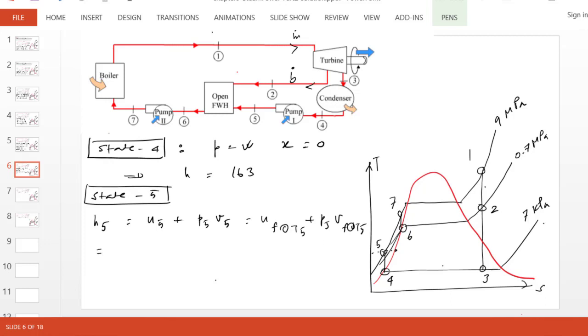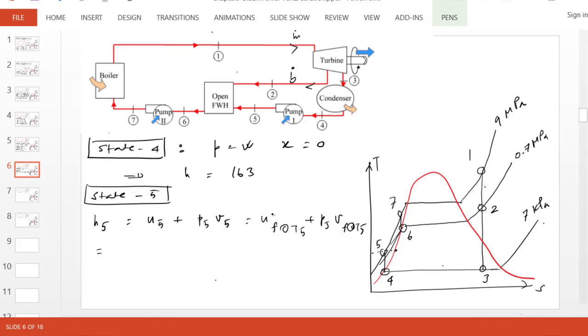Now T5 and T4 are equal. Why? Because if you recall, in an isentropic situation for liquid, entropy is a function of temperature alone. So in an isentropic case, entropy doesn't change, therefore temperature doesn't change.